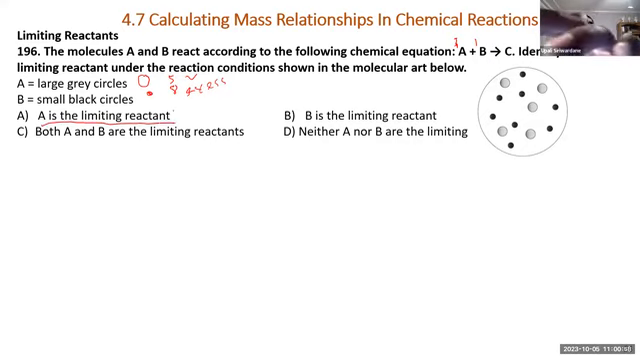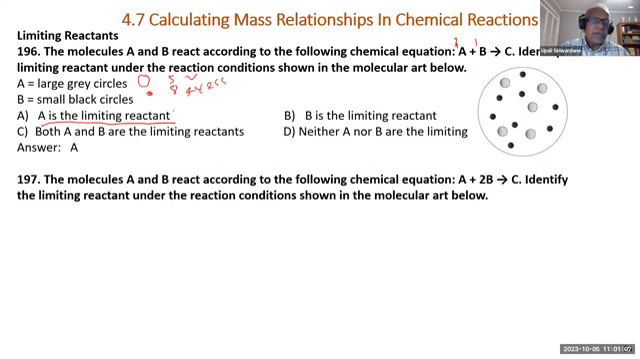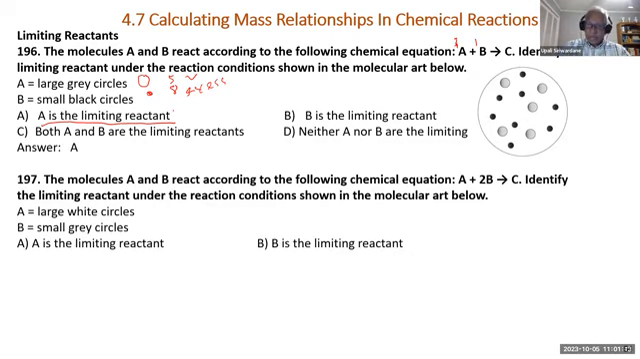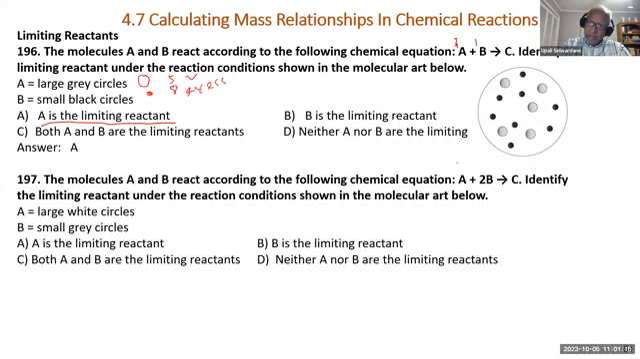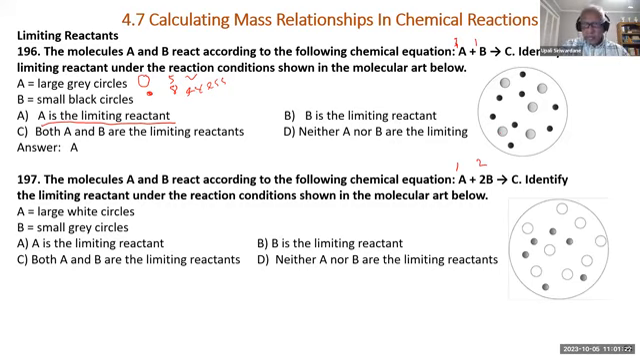You can compare the stoichiometric ratio and the number of particles and tell what is limiting. There's another, similar reaction, but now 1-to-2. Large white circles, how many of them are there? 8. Small gray circles, there are 6 of them.